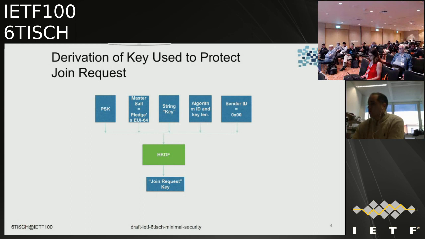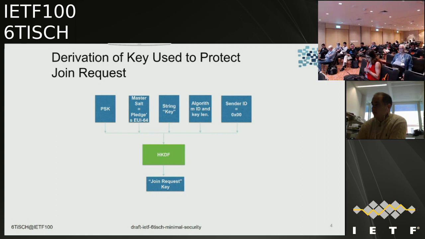Yes. So this is what the key derivation process looks like, and this is basically standardized in OSCORE, and we instantiate this in minimal security. And as you can see, the first input to the key derivation function is the pre-shared key, which is kept secret, of course. Then as master salt, we use the pledge's identifier, EUI-64. Then a string, key, to differentiate between a key and the IV that is subsequently being derived. And also there is the sender identifier. When this all is passed through a key derivation function, we obtain a join request key that is used to protect the join request.